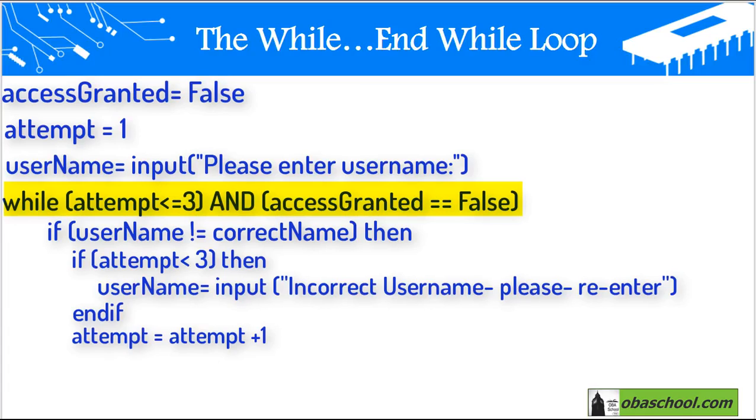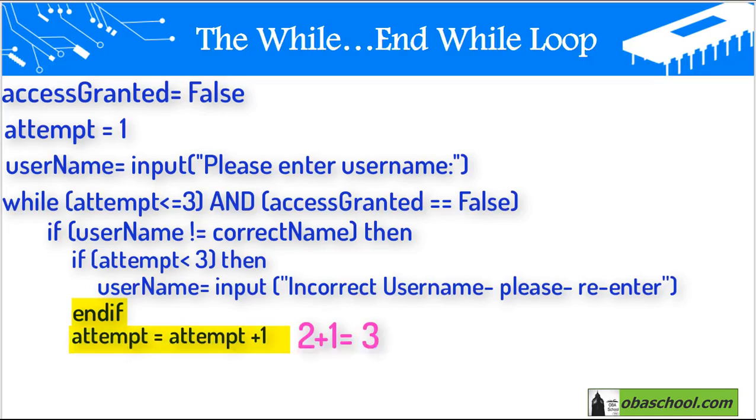Now the attempt is 2, it's less than 3, and the access granted is still equal false. We will continue to the if condition. If username is still not equal to the correct name, then the second if condition, and the attempt now is 2, is less than 3, so the if condition is correct. Then the username variable has an input message to the user to display incorrect username, please re-enter. Then we will go to end if and add the attempt 1.